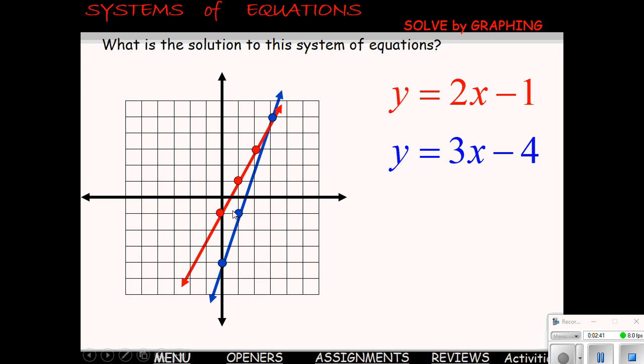That should be fairly obvious. That's this point up here. And you can find the coordinates for that point. 1, 2, 3, 1, 2, 3, 4, 5. It's at x equals 3 and y equals 5. The solution for this is (3, 5). If you plug in 3 to either of these equations, you'll get 5 for y in both of them.